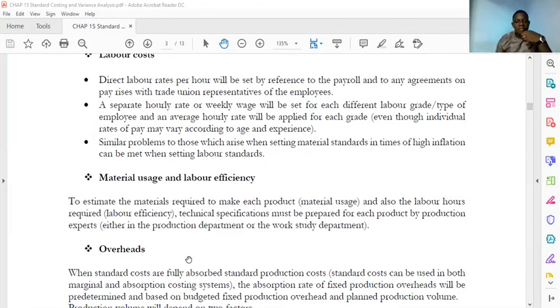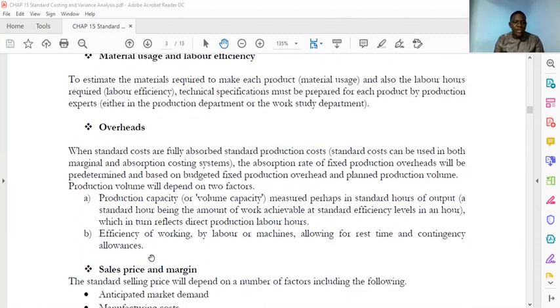Now, to estimate the materials required to make each product, that's the material usage, and also the labor hours required, that's labor efficiency, technical specification must be prepared for each product by the production expert, either in the production department or the work study department. So they will look at the quantity of materials that may be used in the production of just a unit, and the number of hours that a labor or a staff will use in producing just a unit. Okay, good. Now let's talk about overheads.